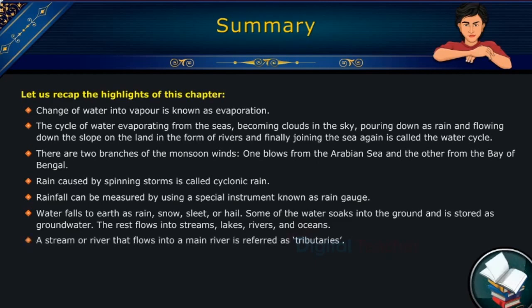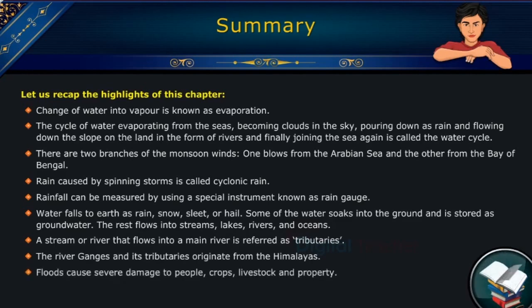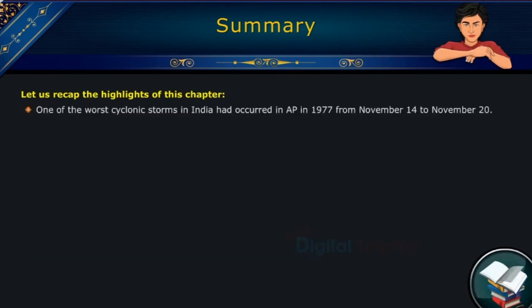A stream or river that flows into a main river is referred to as a tributary. The river Ganges and its tributaries originate from the Himalayas. Floods cause severe damage to people, crops, livestock and property. One of the worst cyclonic storms in India had occurred in AP in 1977 from November 14 to November 20.